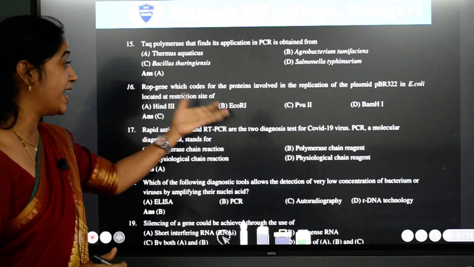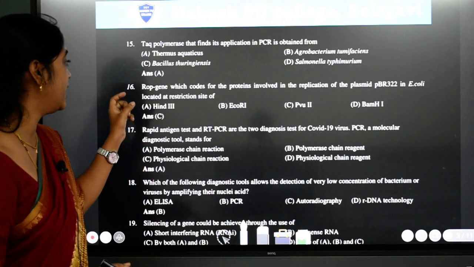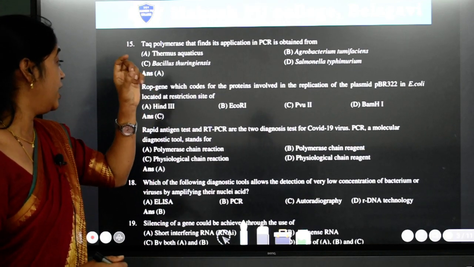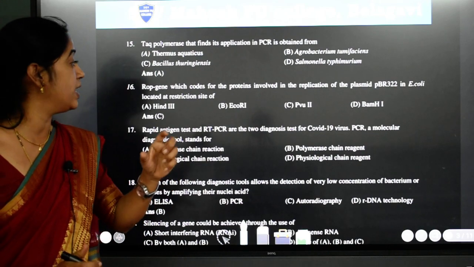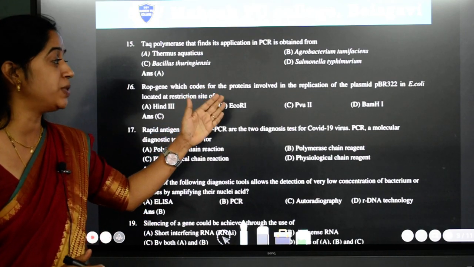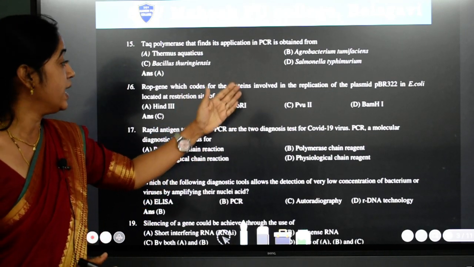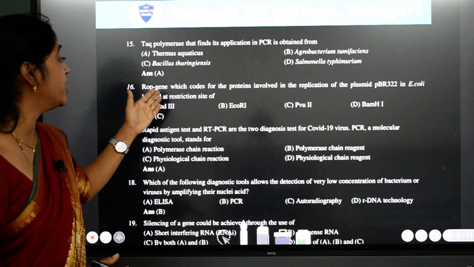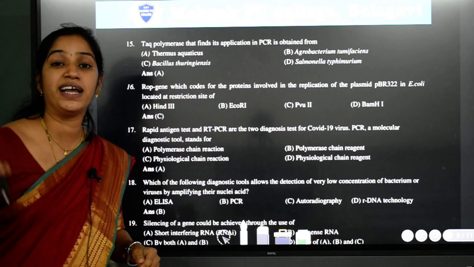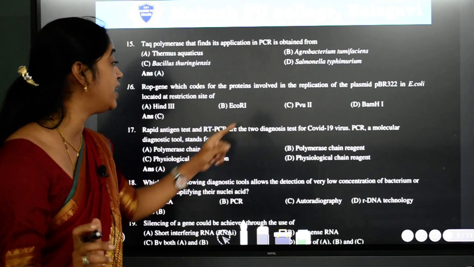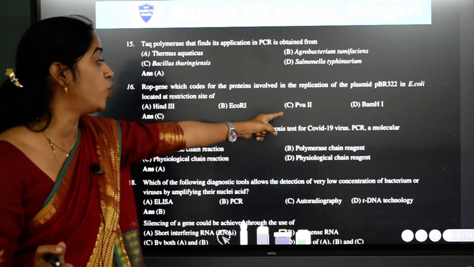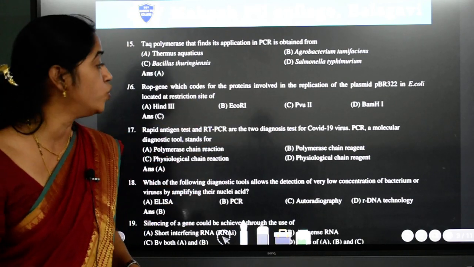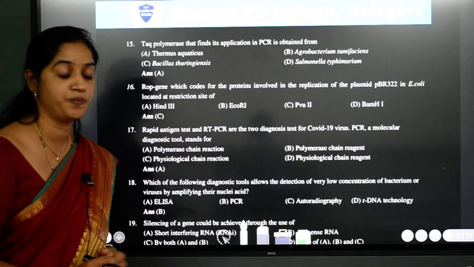Next question is diagram based. ROP is a gene which codes for proteins involved in the replication of the plasmid pBR322 in E. coli. It is located at the restriction site of. If you see the diagram at the base there, they have given that ROP is located at PvuII. So the answer here is C.